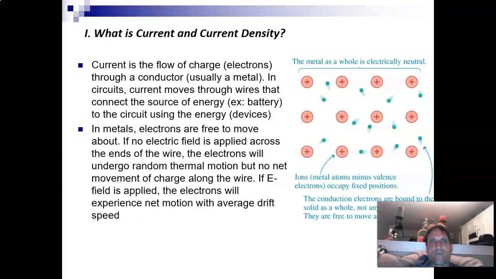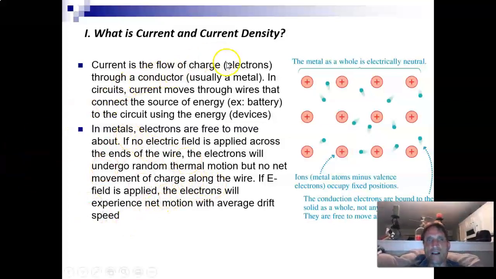So by definition, current is the flow of charge through a conductor. Conductors, remember, are metals. If you have a circuit, that current moves through wires, and the wires are connected from the source of energy, which is a battery or power supply. The batteries connect the energy source to the circuit that's using the energy, your device, your cell phone. And so they're connected by conductors. Current is the flow of the charge, the electrons, through the conductors.